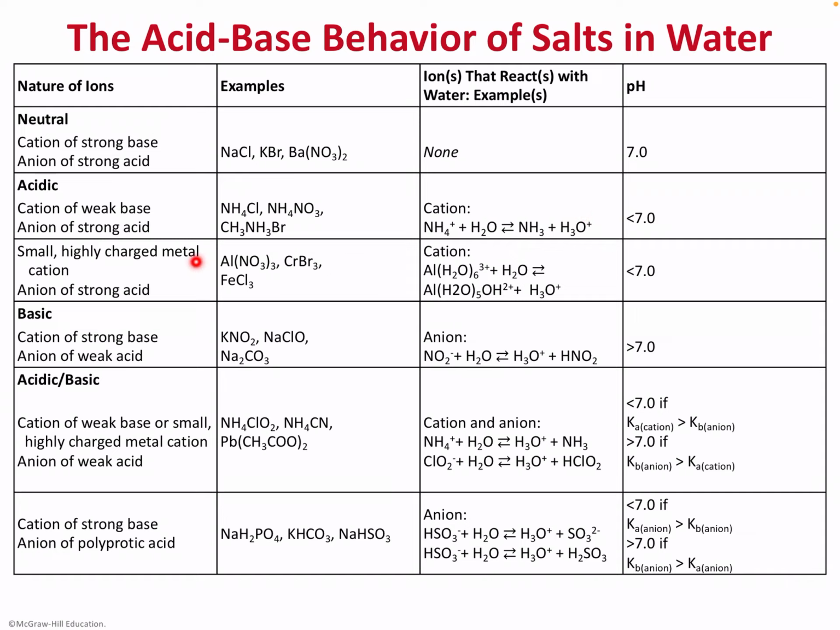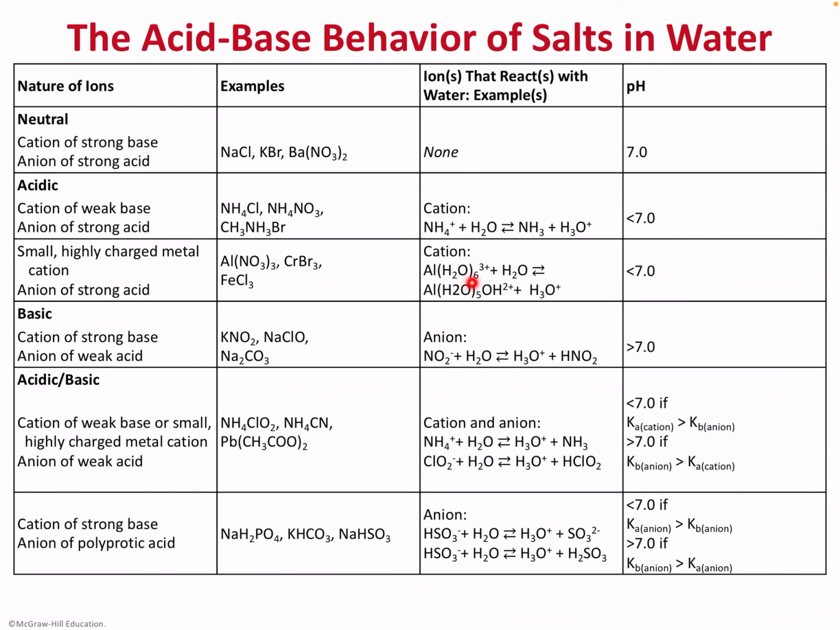Okay. And then if you have a small, highly charged metal cation and an anion of a strong acid, like aluminum nitrate, chromium bromide, iron chloride: aluminum, chromium, iron, they are all small, highly charged metal cations. Nitrate, bromide, chloride are anions of a strong acid. So anions of strong acids are not going to react with water. Only these ions, aluminum, chromium, iron, can form a complex with water.